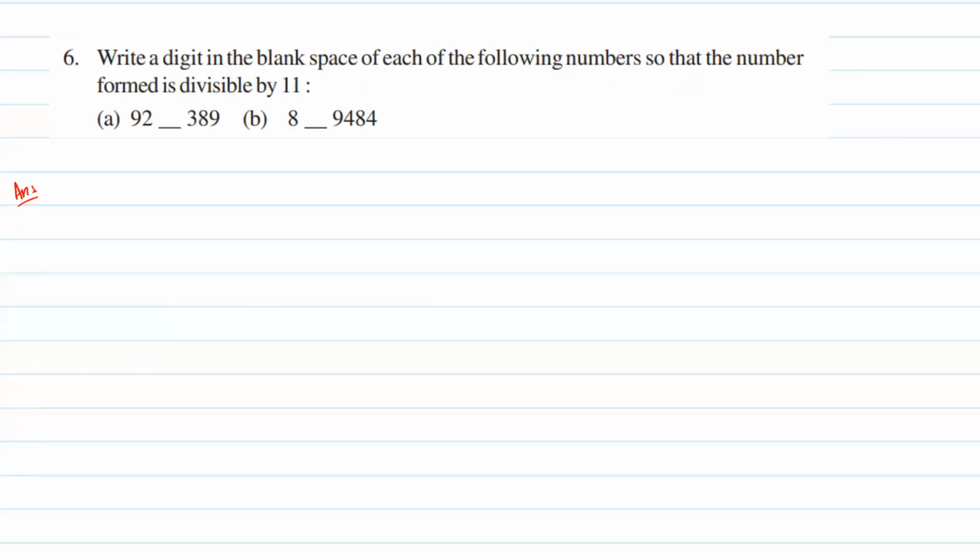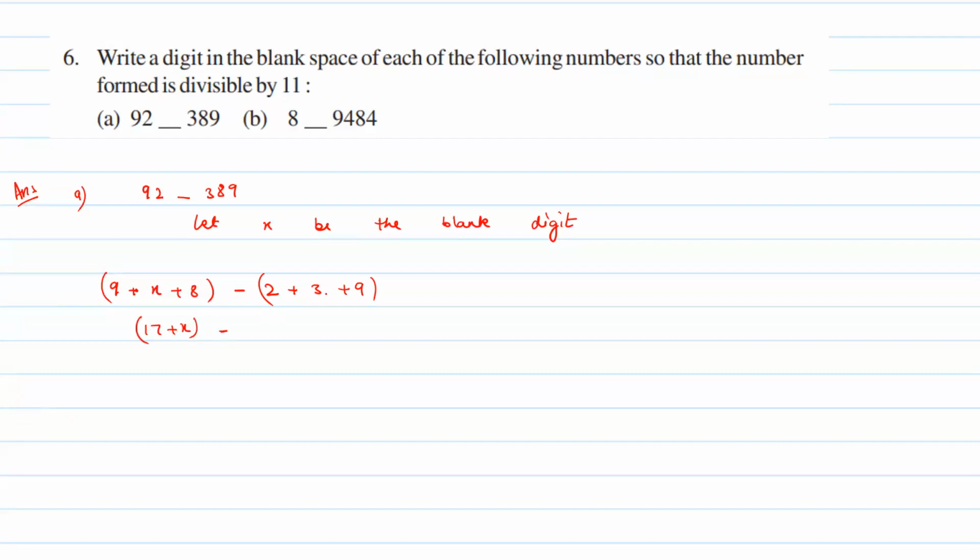Coming to question 6. Write a digit in the blank space of each of the following numbers so that the number formed is divisible by 11. Now for the divisibility rule of 11, we will see 92 dash 389. Let x be the blank digit. So for divisibility by 11, we will add 9 plus x plus 8 minus 2 plus 3 plus 9. It should be 0 or a multiple of 11. Let's add these. It is 17 plus x minus 5 and 9, 14. So it is coming out to be 17 plus x minus 14, which is equal to 3 plus x, right?